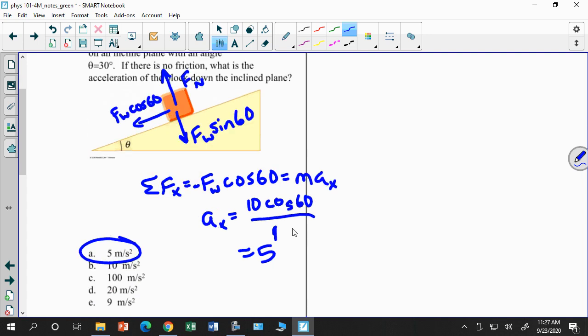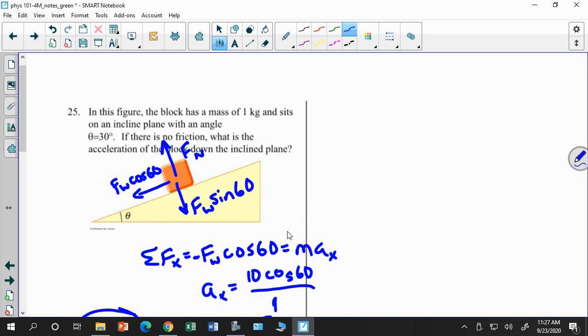I didn't have a negative. Really, the correct answer would be negative 5 meters per second squared, or 5 meters per second squared down the inclined plane. Oh, the 10 is Fw. So the mass here is 1 kilogram. So Fw is 10 newtons, 1 times g, which is 10 meters per second squared. So I get a weight of 10 newtons.